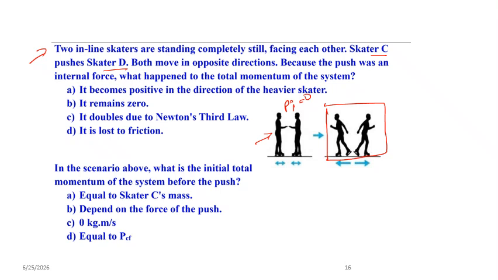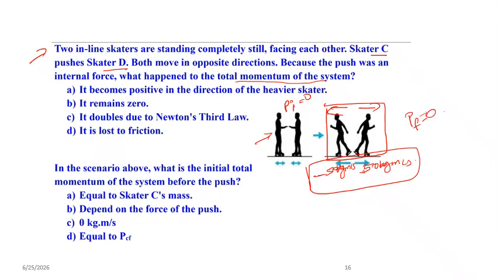Now, right after pushing each other, they are moving with different velocities. They have momentum right now. What happened to the total momentum of the system? This is what I said with the previous situation. If this is 50 kilogram meter per second and this also is 50 kilogram meter per second, but one is positive and the other must be negative, then when I add them together, the net momentum after the push will be 0. P final also will be 0.